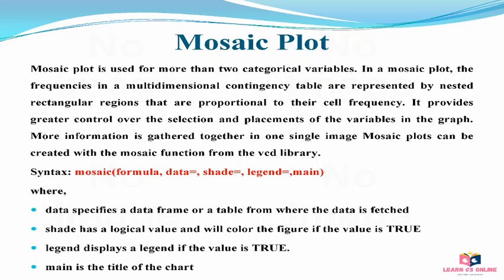The syntax for creating a mosaic plot is mosaic(formula, data, shade, legend, main), where data specifies a data frame or a table from where the data is fetched, shade is a logical value and will color the figure if the value is true. Legend displays a legend if the value is true. Main is the title of the chart.